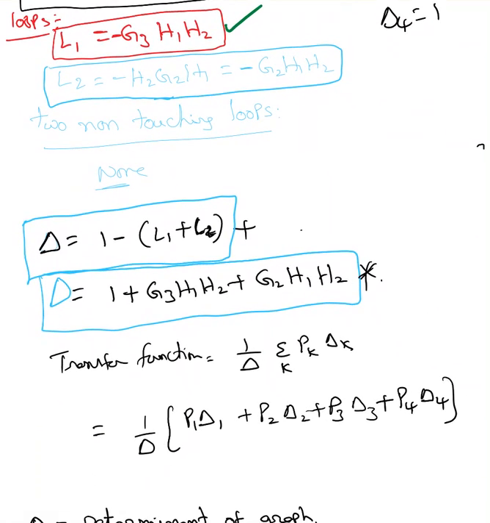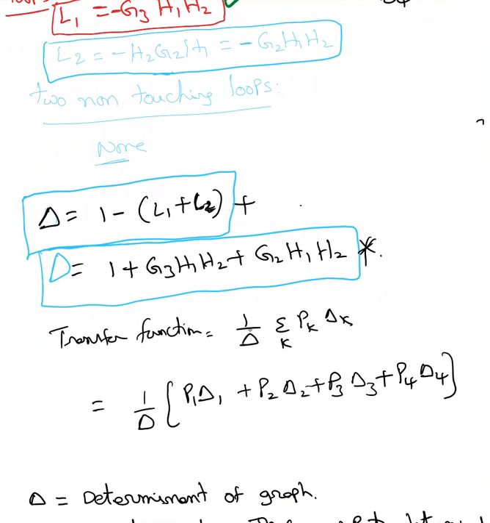Now transfer function is 1 over delta, sum of P of k delta of k, where k is the number of forward paths. So here k is 4, so I'm going to use 4. Now you need to find delta 1, delta 2, delta 3 and delta 4. We already know delta. Now P1, P2, P3, P4 we already know. Delta 1, delta 2, delta 3, delta 4 we don't know. We're going to find those.